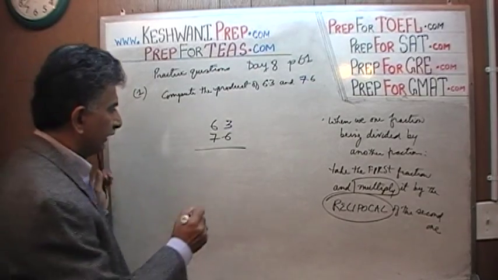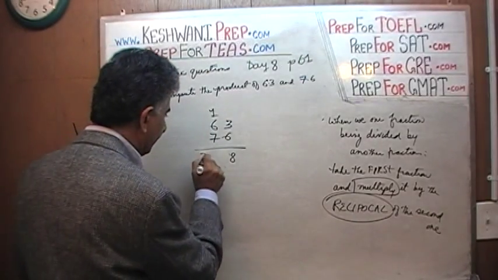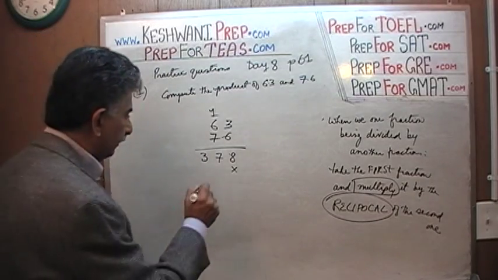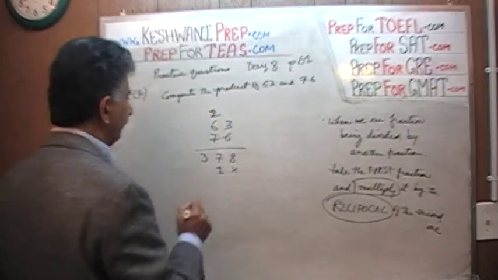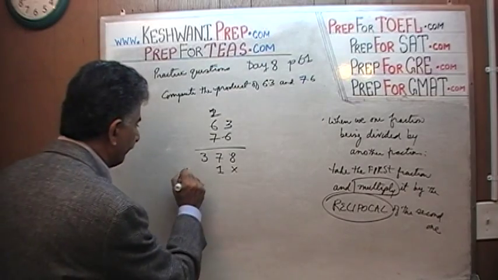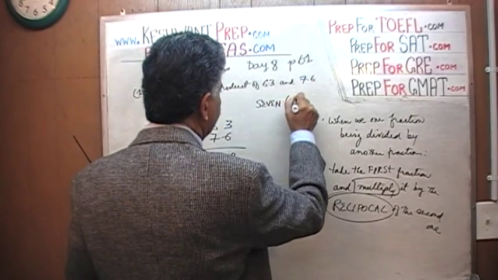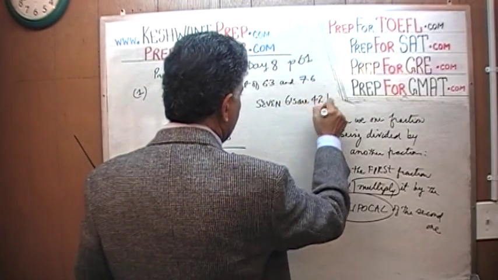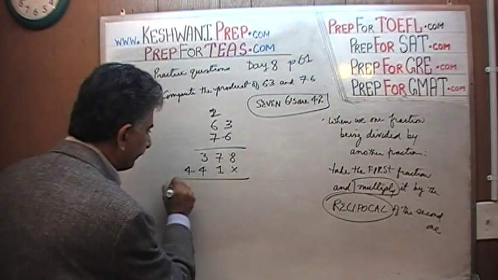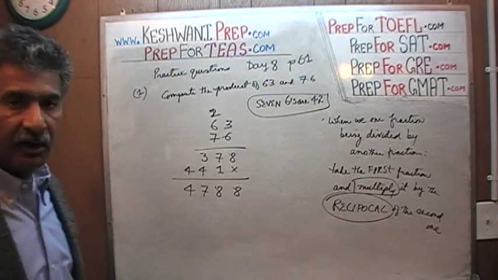So let's do it. 6 3s are 18. Carry 1. 6 6s are 36. Plus 1 is 37. So that part is done. Now let's multiply by 7. 7 3s are 21. 1. Carry 2. 7 6s are 42. 42 plus 2 is 44. So that's it. We're done. 8, 8, 7, and 4. That's all. And now we stick our decimal point wherever it belongs.